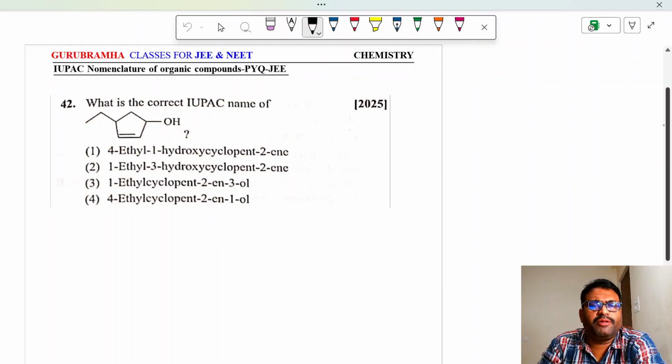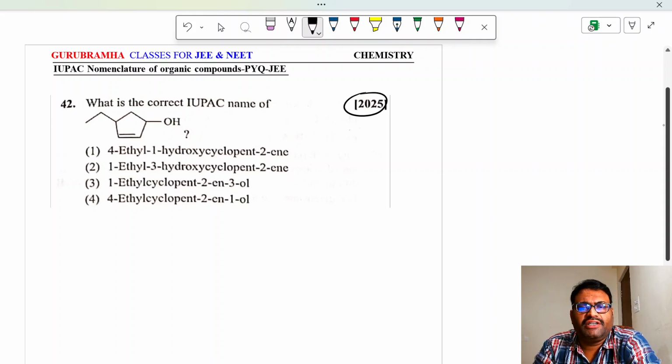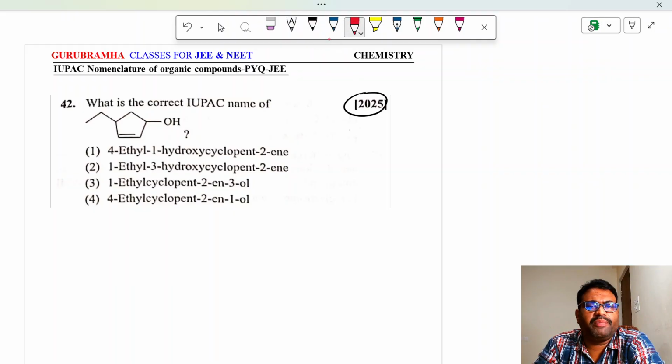Now the parent chain. What will be the parent chain? It has appeared in 2025 JEE Mains. The parent chain will be the ring. Where there is a functional group, compulsorily we have to start with the functional group, then we move in this way, 1, 2, 3, 4, 5. Why do we get the multiple bond at the second position? After the functional group, more preference must be given to the multiple bond. You have to see that the multiple bond gets the least position after the functional group.